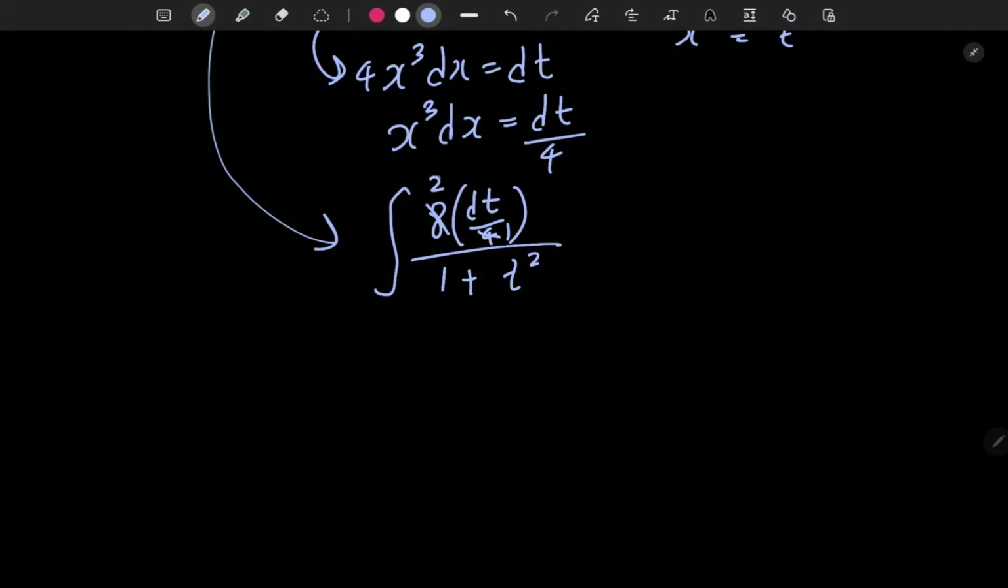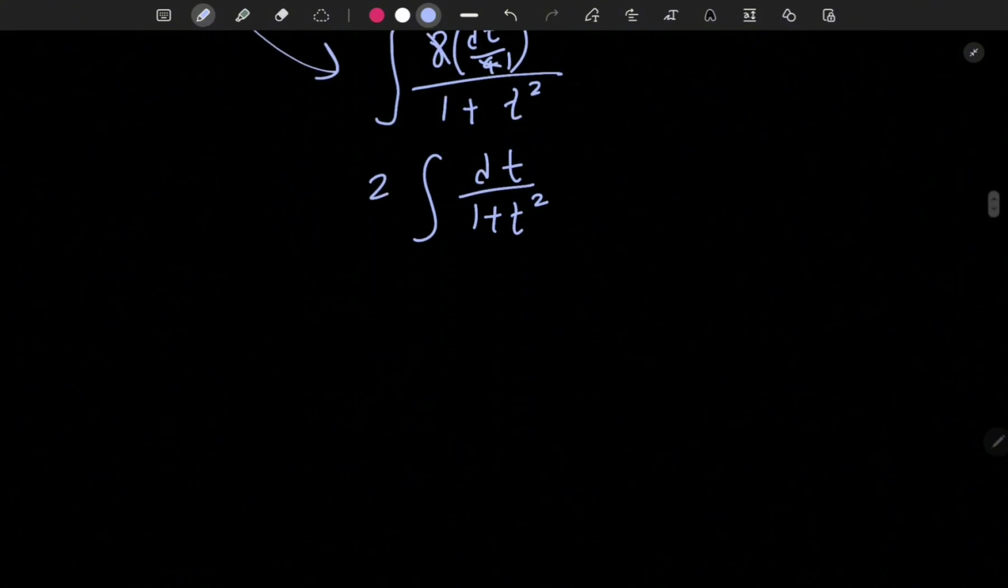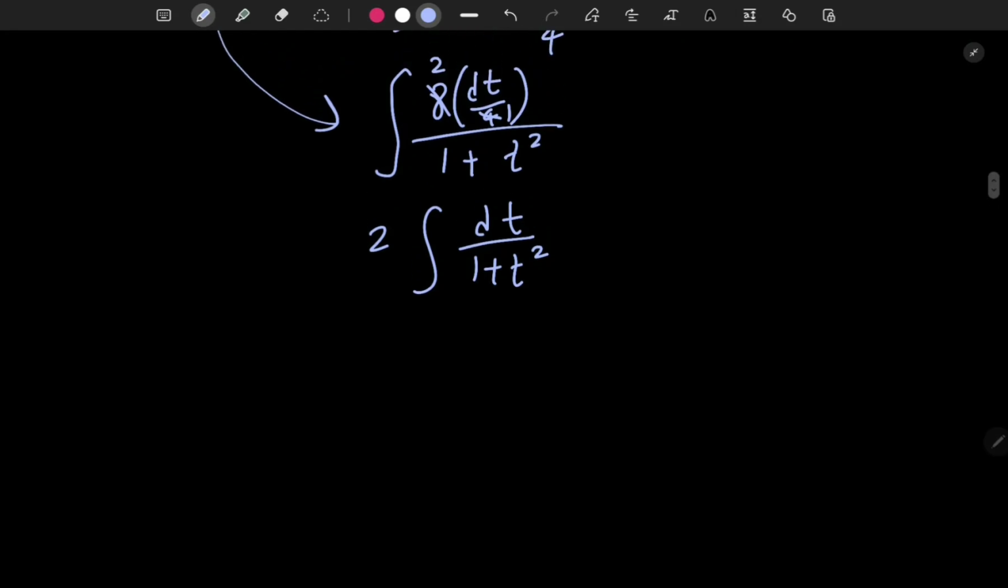The 2 is a constant, so I am going to take that out of the integral. This is 2 times dt over 1 plus t squared. We know that when I integrate 1 over 1 plus x squared, it is the tan inverse formula, right? Then the answer is 2 tan inverse t plus c.